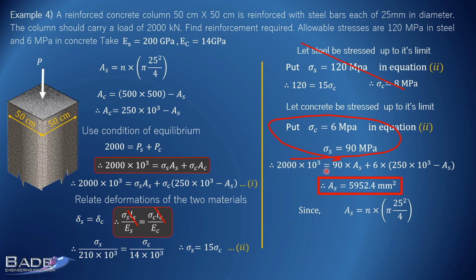So this is how we have found the required reinforcement. That is, we find the area of steel required. For this concrete column to carry a 2000 kilonewton load, the steel cross section required is 5952.4 millimeters squared. That is called the required reinforcement.